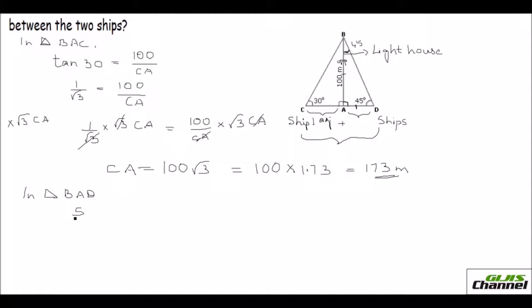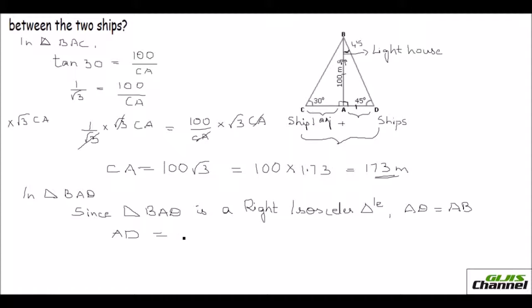So I would write, since right triangle BAD is a right isosceles triangle, AD is equal to AB. So you have got AD as 100 meters now. Got it? So the next side also you got.